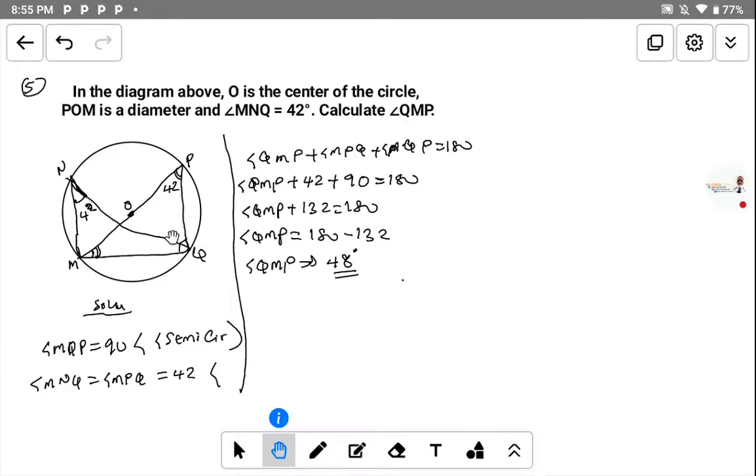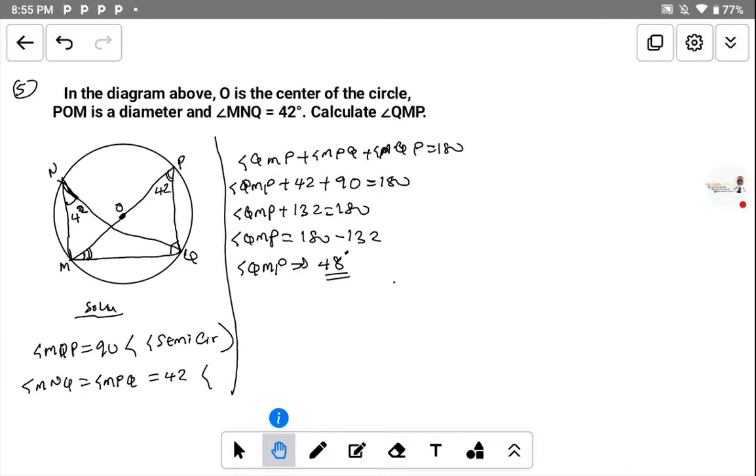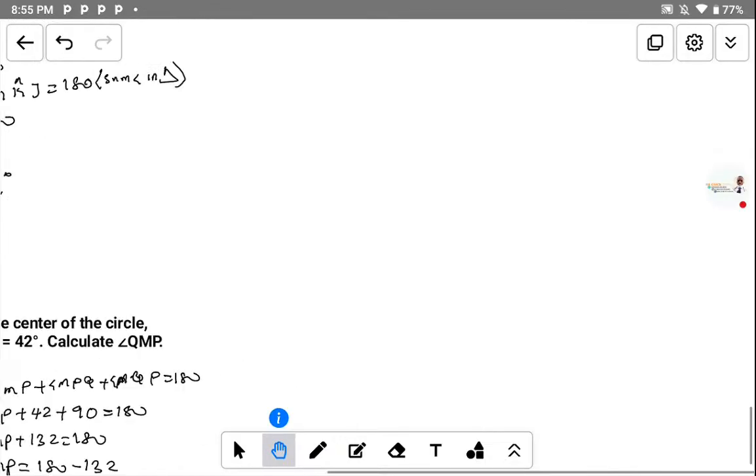We have 5 minutes to go. I will give you an assignment to be submitted. Do you have any question? If you have any question, let me know in the comment section before I give you the assignment for you guys to try. So let me share with you the assignment.